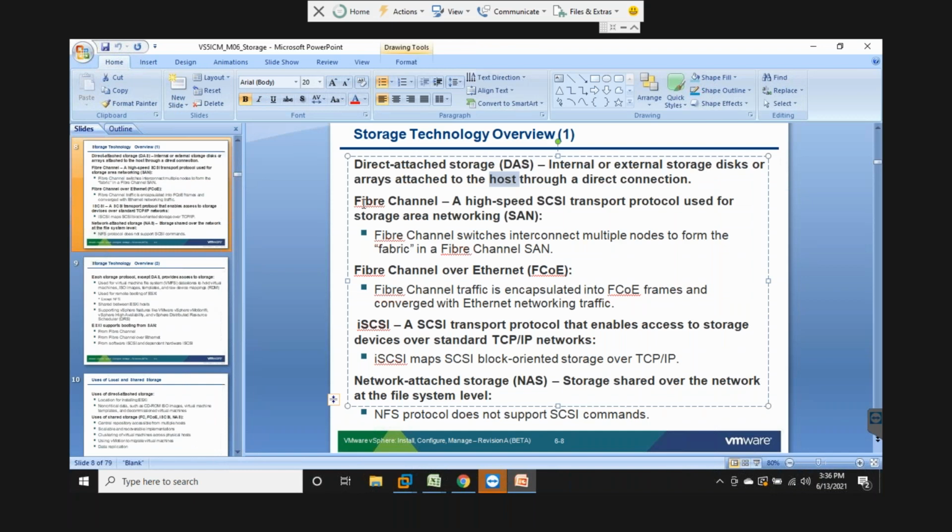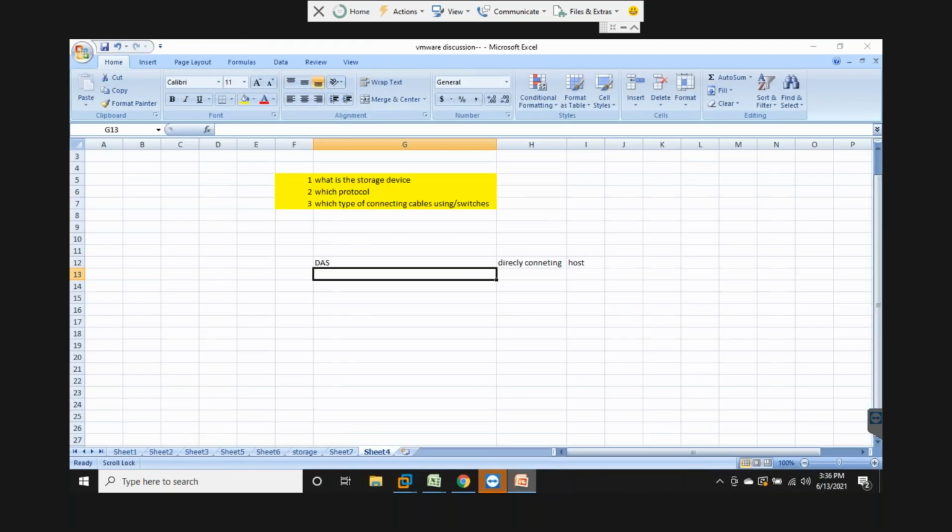Second is fiber channel, a high speed transport protocol used for SAN networking. Fiber channel is a type of protocol by which you can connect your SAN. This is the most common type of storage we would be mostly using in our infra. So you have some fiber channel switches and some cables, dedicated fiber channel cables.